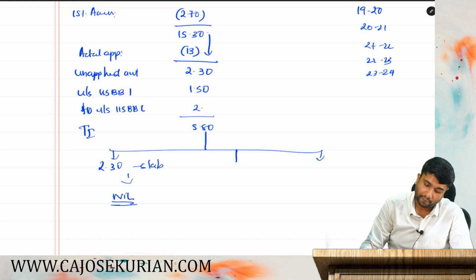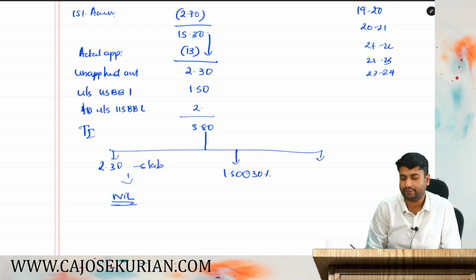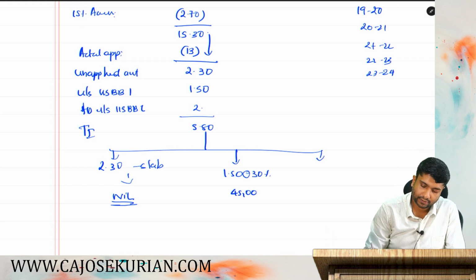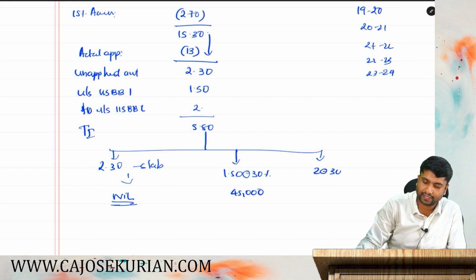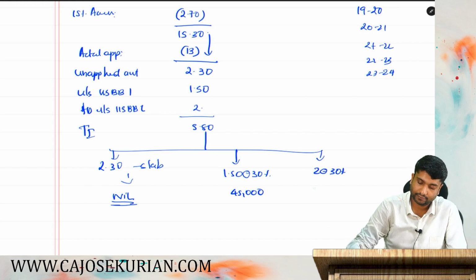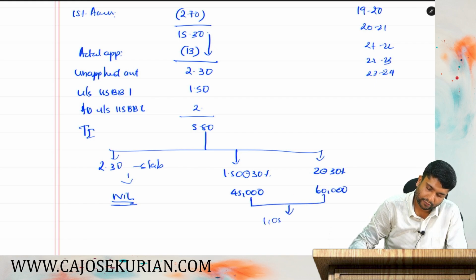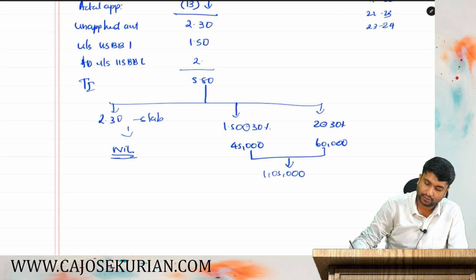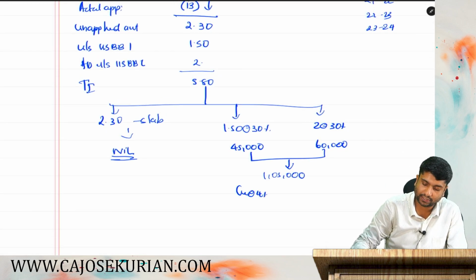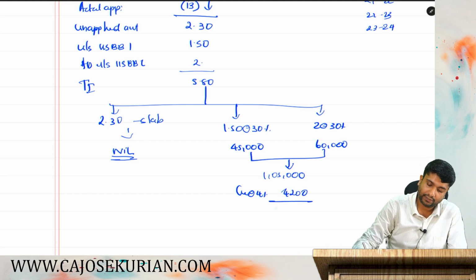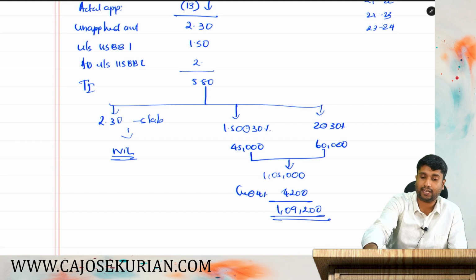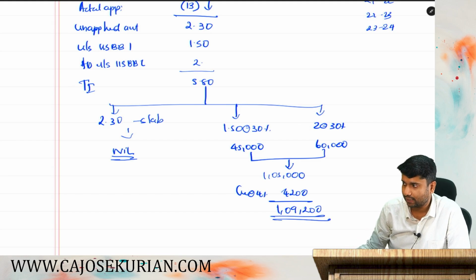Then 1.50 at 30%. How much is 30% of 1.5? 45,000. And 2 at the rate 30%. How much is 30% of 2 lakh? 60,000. So how much is the total of these two? 1 lakh 5,000. And cess at 4%. How much is 4% cess on this figure? 4,200. Add everything. 1 lakh 9,200. That will be the final tax liability of that particular trust. I hope it is clear for you.